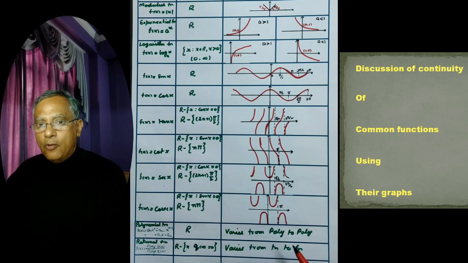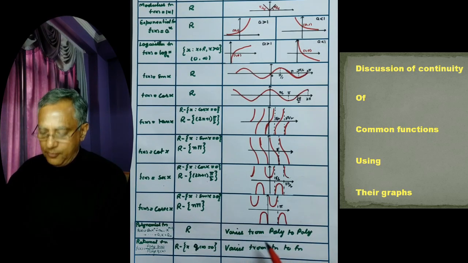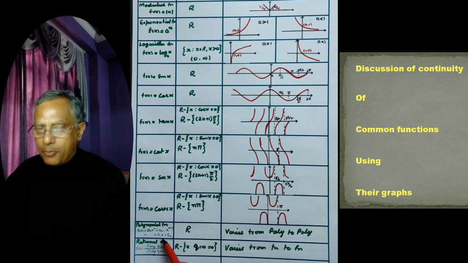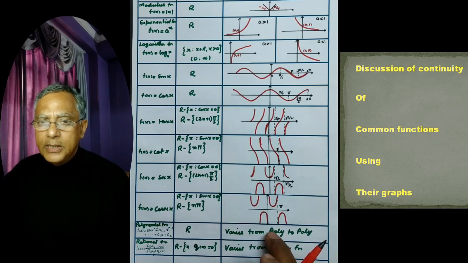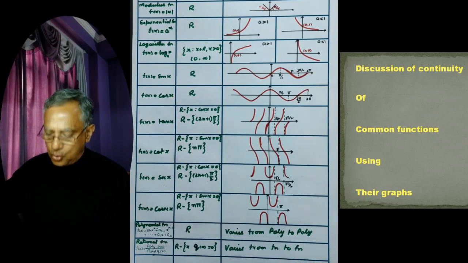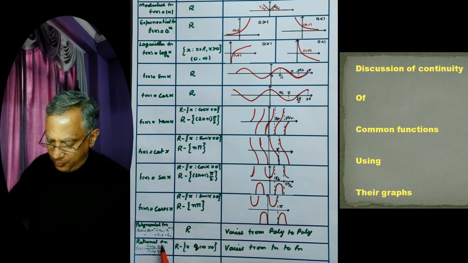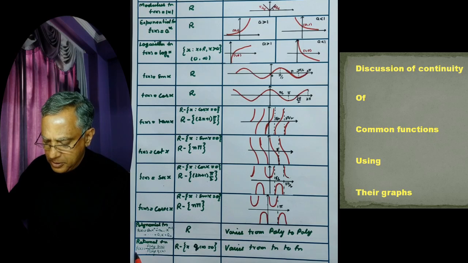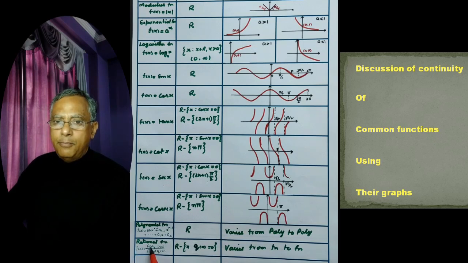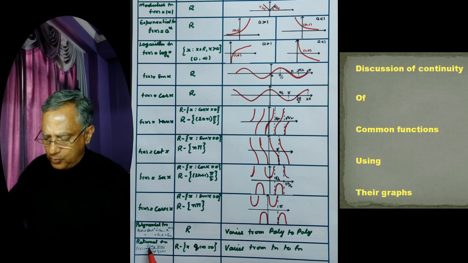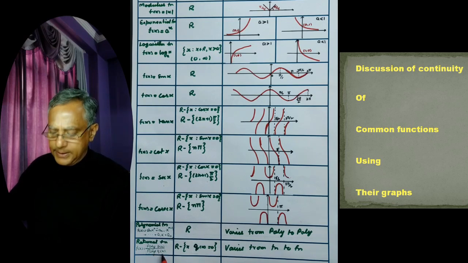But it will always be a continuous graph. The graph of any polynomial function may differ from polynomial to polynomial, but all these graphs will be continuous graphs. So the domain of continuity of a polynomial function will be R. Rational function. A rational function is a function of the type polynomial over polynomial, a polynomial p(x) over a polynomial q(x).